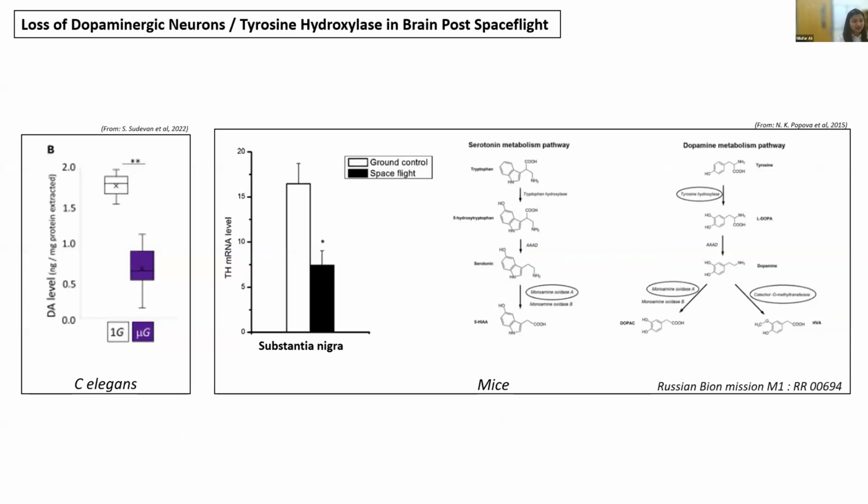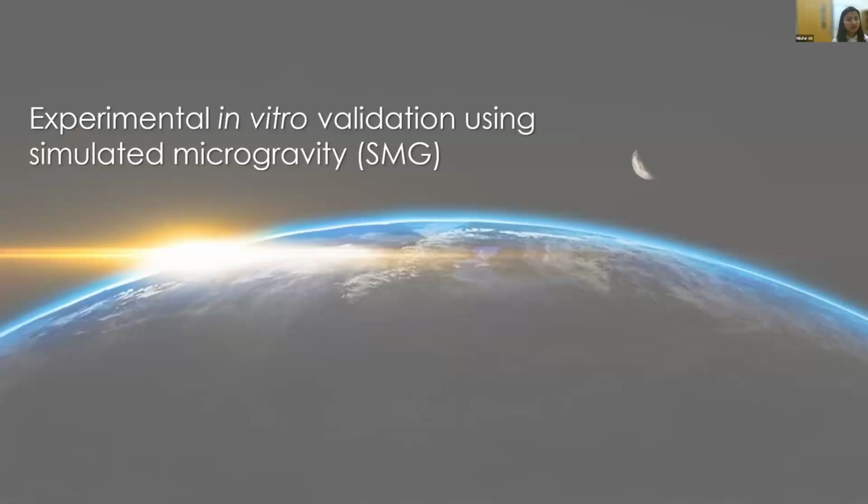Interestingly, other researchers have already shown that in C. elegans, for example, dopamine level goes down under microgravity condition. And in mice, it is also shown that tyrosine hydroxylase, the gene which metabolizes dopamine, also goes down in the substantia nigra region of the mouse brain. So these are some of the key clues to look into the PD pathways and what's going on in the PD affected region under microgravity or in spaceflight.